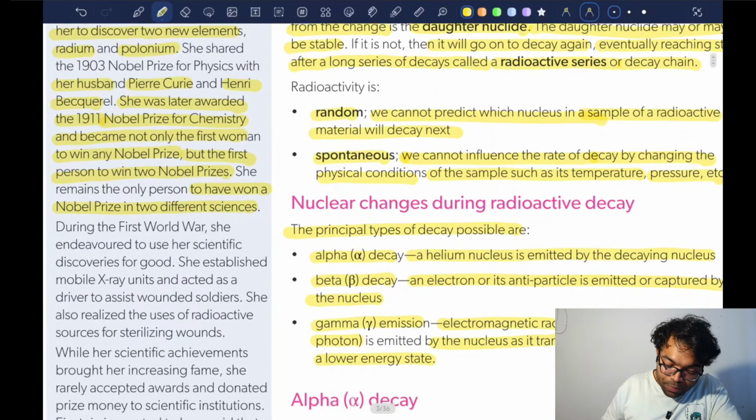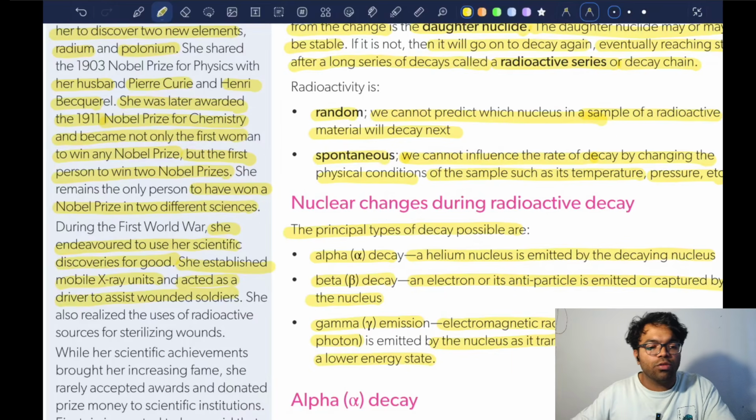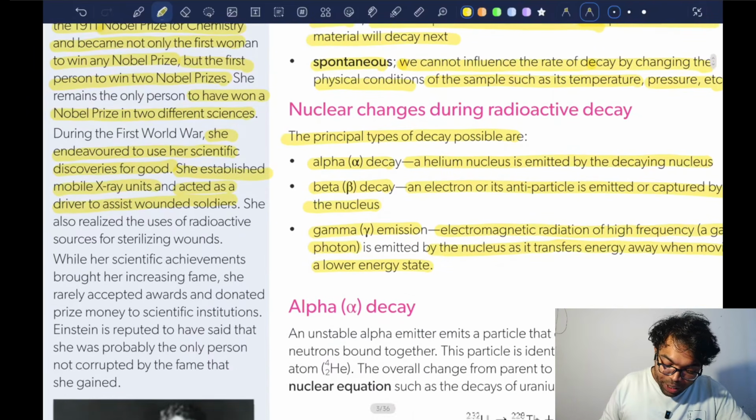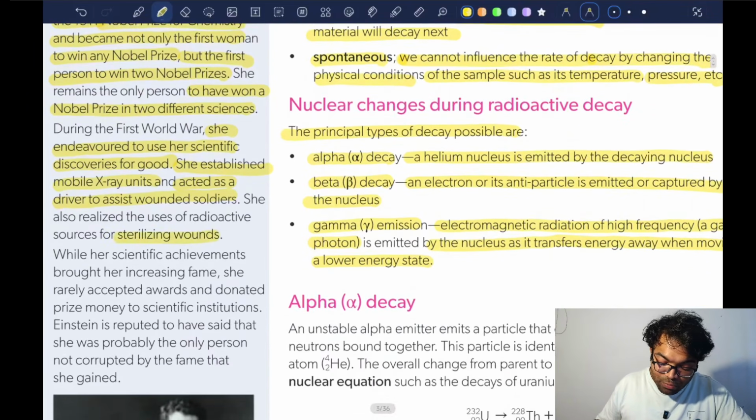During the First World War, she endeavored to use her scientific discovery for good. She established mobile X-ray units and acted as a driver to assist wounded soldiers. When she got to know about the X-rays that were coming out of her experiment, she used that X-ray to basically help the soldiers who were wounded in the battle. Basically, people for the first time could see the broken bones before cutting, right? She also realized the use of radioactive sources for sterilizing wounds.